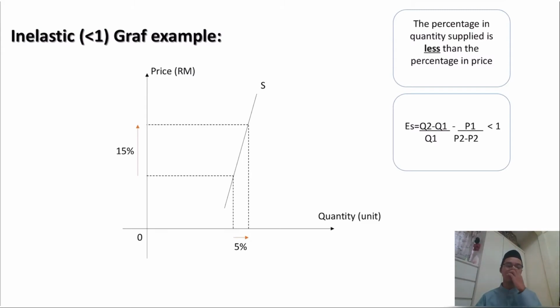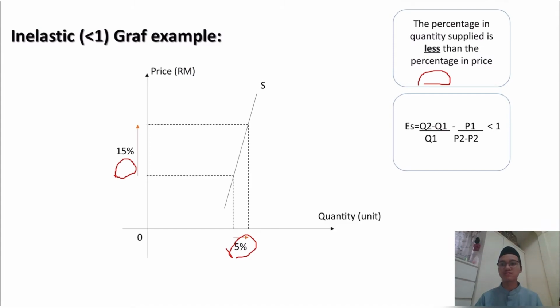This is an example of a graph for inelastic. You can see the percent change of price is bigger than the percent change in quantity. It says right here the percentage change in quantity supplied is less than the percentage change in price. Less, okay? Less. So this is 5, this is 15.